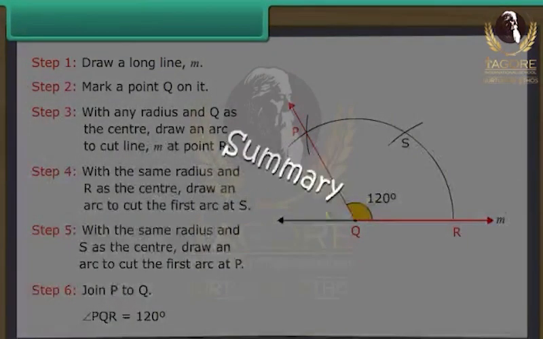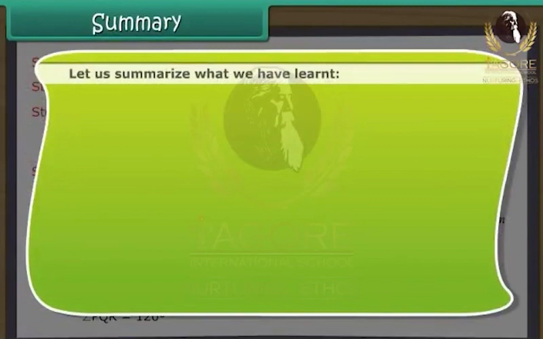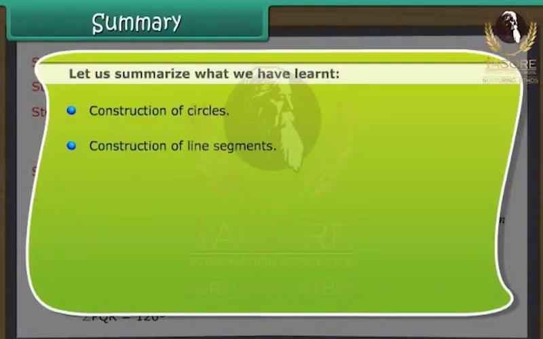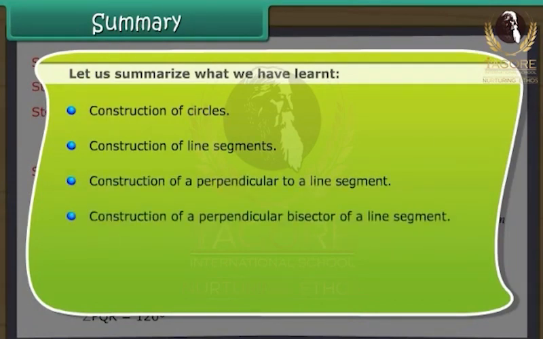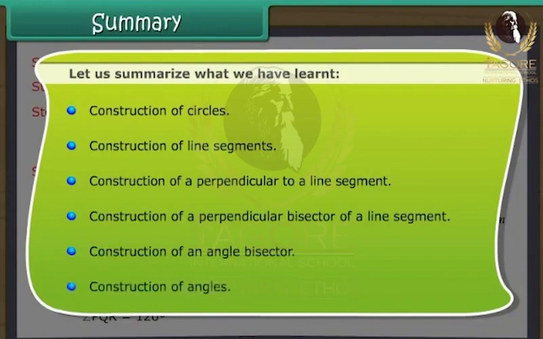Summary. Let us summarize what we have learnt. Construction of circles. Construction of line segments. Construction of a perpendicular to a line segment. Construction of a perpendicular bisector of a line segment. Construction of an angle bisector. Construction of angles.